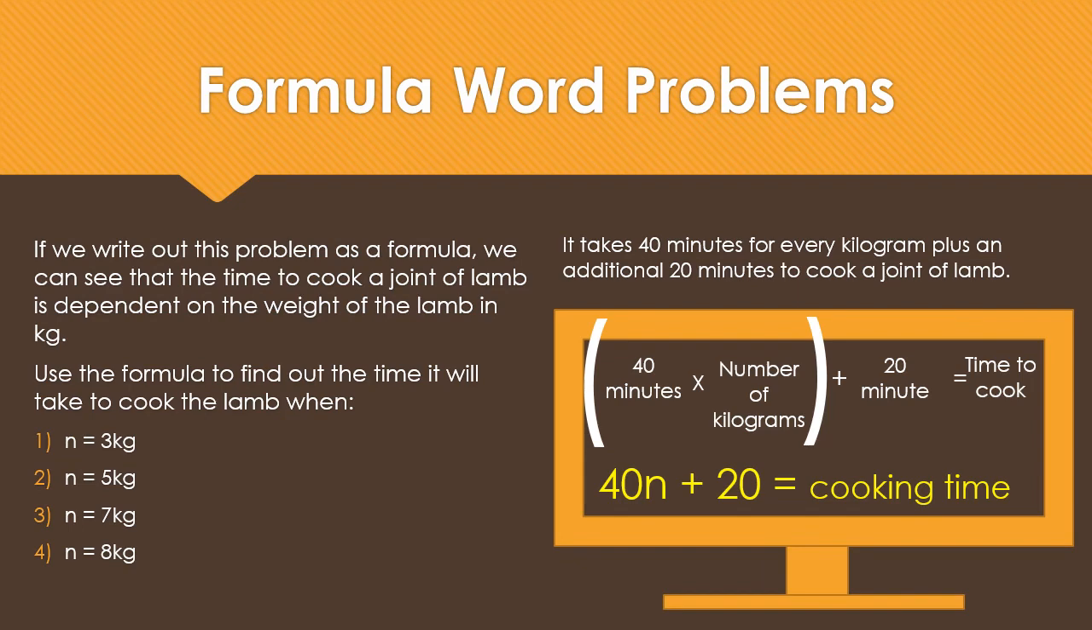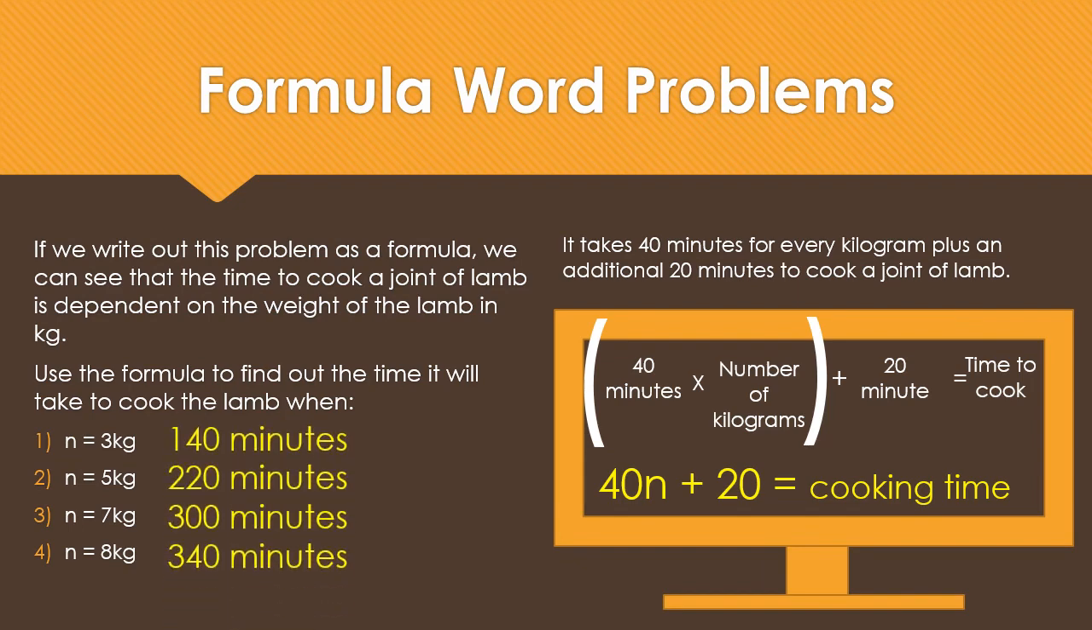Fantastic. Let's go through our answer. So, if our joint of lamb weighs 3 kilograms, it will take 140 minutes. And if you've written it in hours, that is fine. So, the reason we've got that answer is because we do 40 minutes multiplied by 3. So 40 times 3, which gives us 120, and then we add on another 20 minutes, and that gives us the total amount of time that our joint of lamb would need to be in the oven.